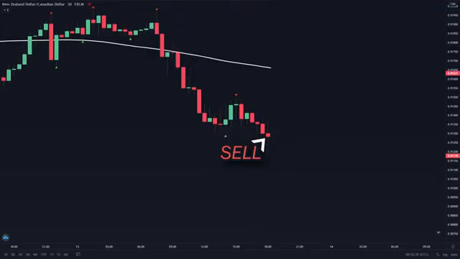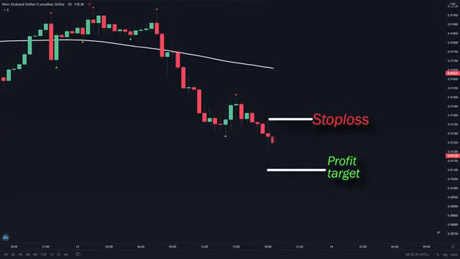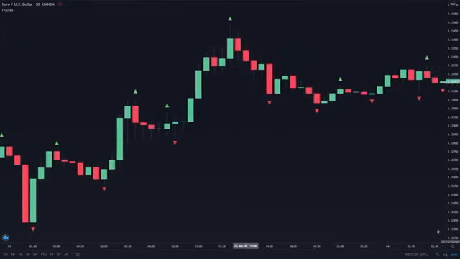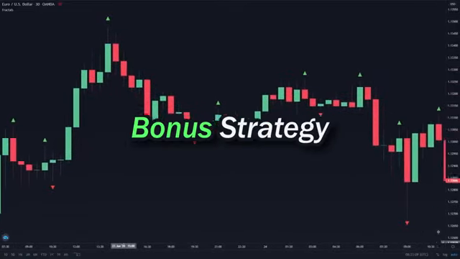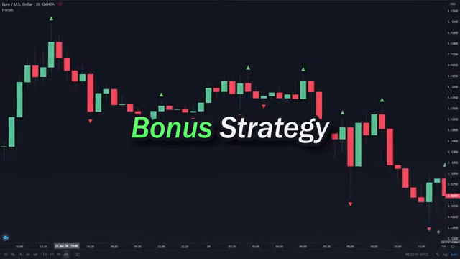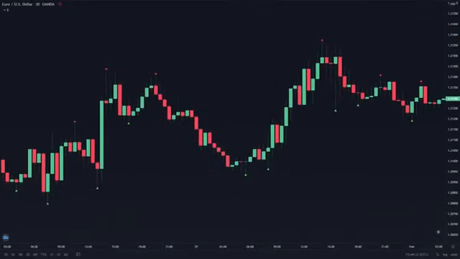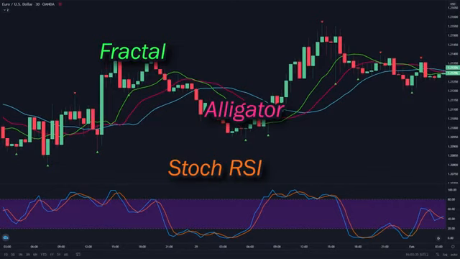Then, you place your stop loss above your entry candle and set your profit target at 1.5 times your stop loss. And as you can see, this trade ended up being profitable. And that's how you trade the fractal as a breakout strategy. Now, as a bonus, I'm going to show you another way of trading the fractal, and that is by combining the fractal with the alligator and the stochastics RSI.